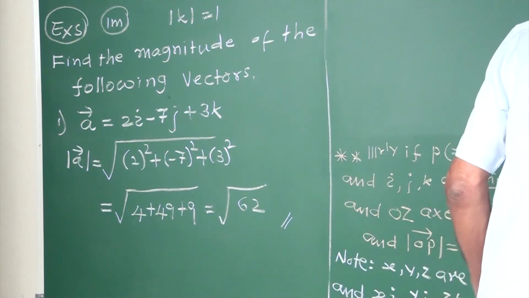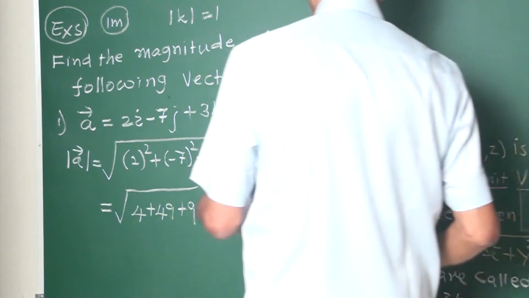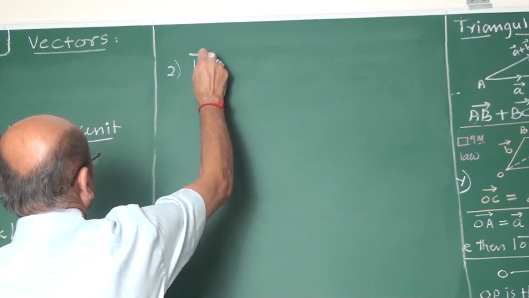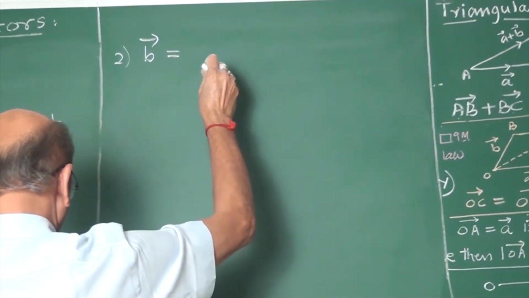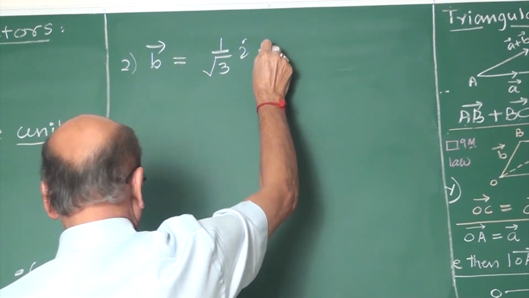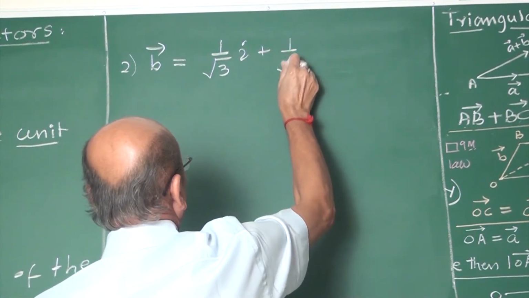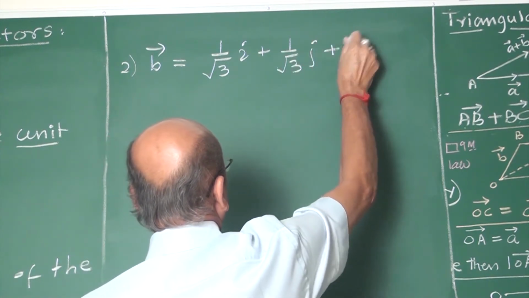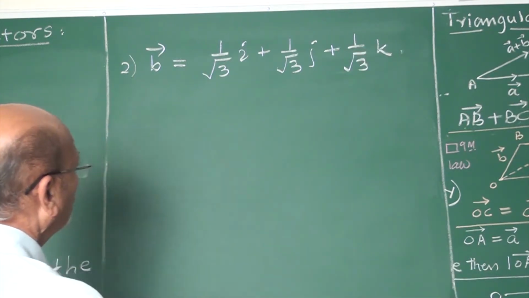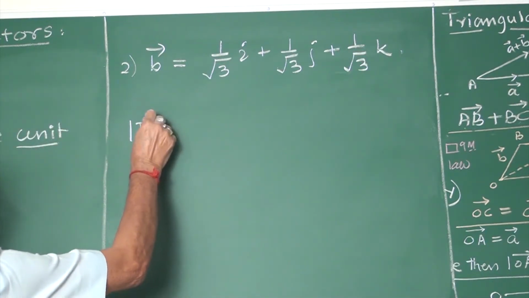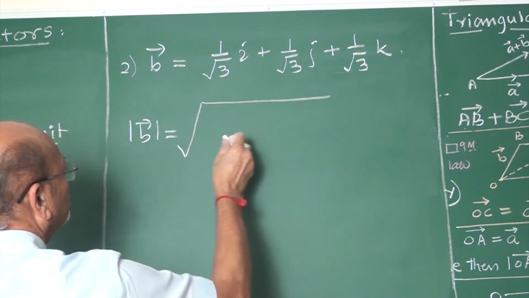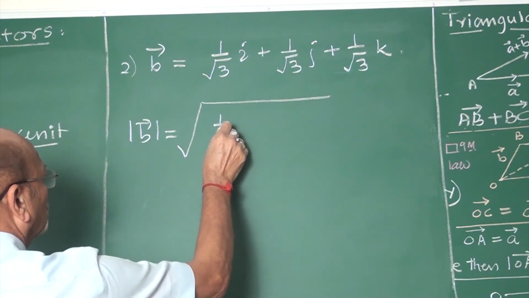Next example. Second, vector B equals 1 by root 3 into i plus 1 by root 3 into j plus 1 by root 3 into k. So, the magnitude of vector B is the square root of the squares of the scalar components.